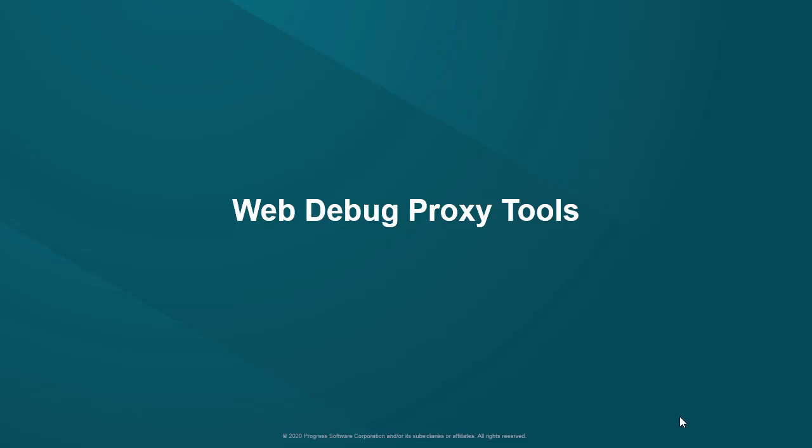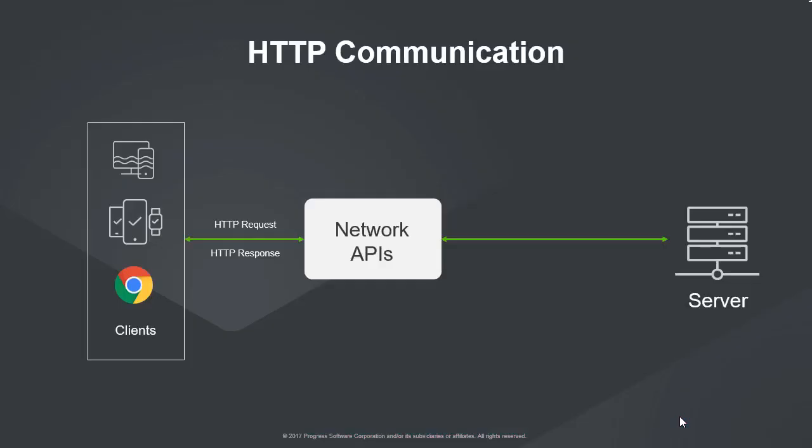Now let's look at the web debug proxy tools. So let's first look at how web debug proxy tools work. As we have seen, this is typically how HTTP communication happens. Clients use APIs to make requests which go through the internet, and then the response is returned by the server.